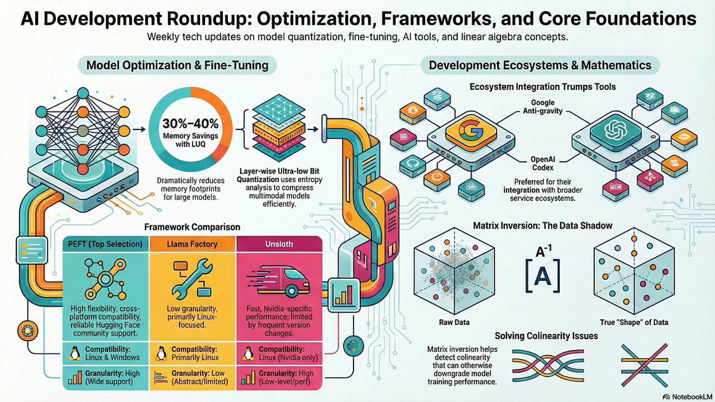And then the next post I shared is about LLM fine-tuning tools. There are multiple tools that we can choose to fine-tune our models. So I compared three frameworks: Unsloth, PEFT, and Llama Factory. Which one would be the better option? So I set some criteria for comparison.